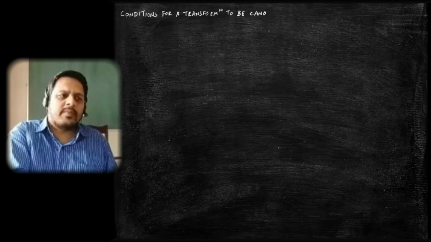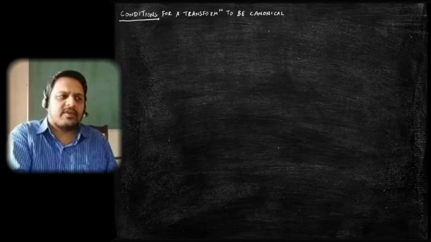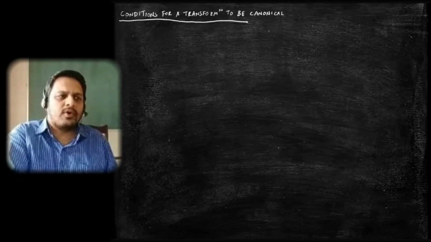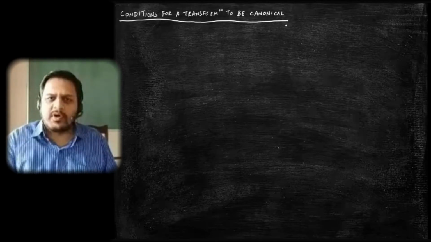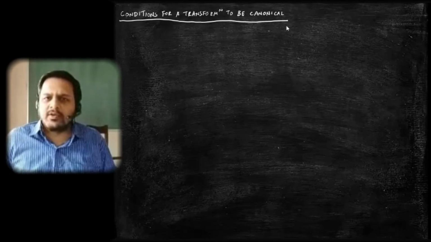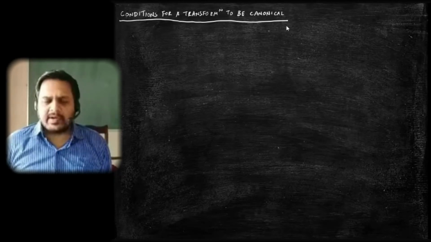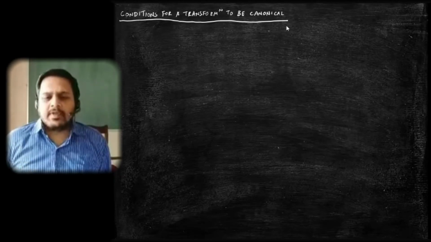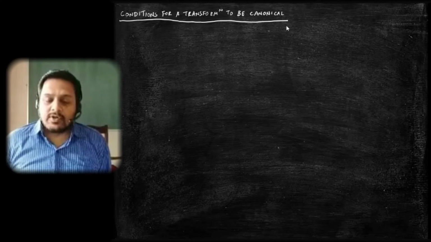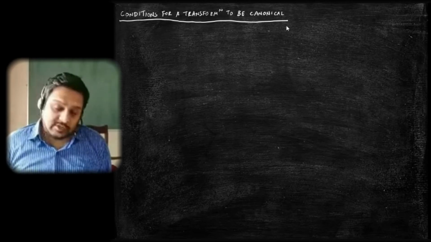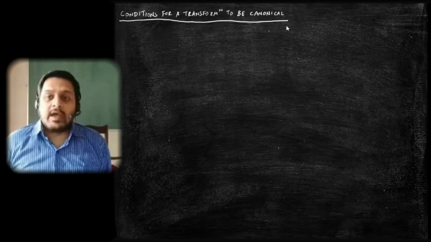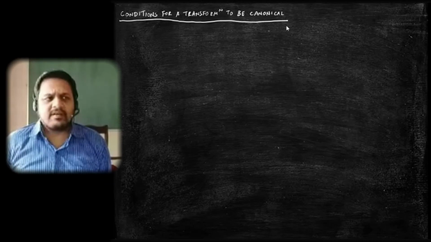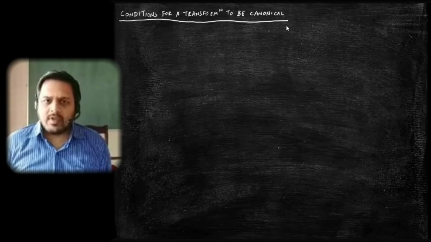Basically, if you remember, our definition of canonical transformation is a transformation of the old dynamical variables, small p and small q, to a new set of dynamical variables, capital P and capital Q, such that we know that the old set of variables satisfies Hamilton's equations, but the new set of variables should also satisfy Hamilton's equations with the new Hamiltonian. This is our understanding. Right?